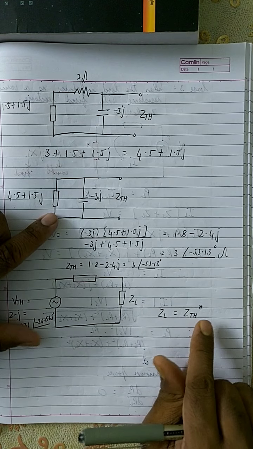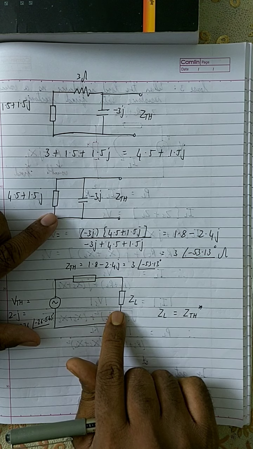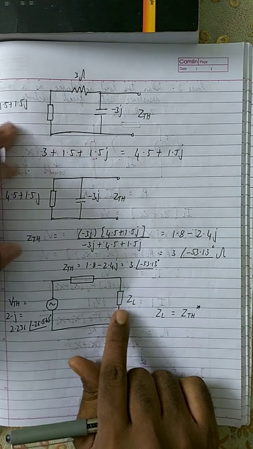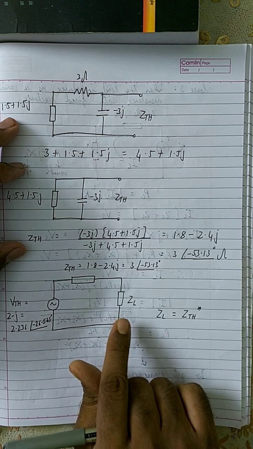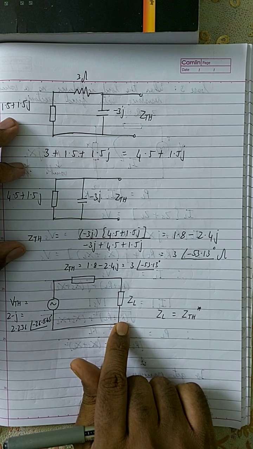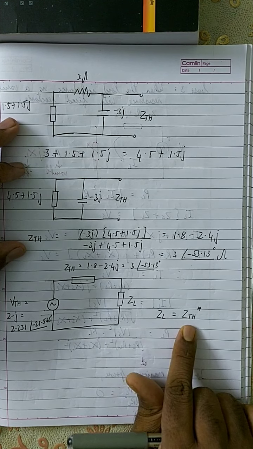And we are assuming that this load impedance has both a variable resistance as well as a variable reactance. They haven't mentioned in the question what kind of load impedance this is. If they have not mentioned it, then you can assume that it has a variable resistance with a variable reactance. So in that case, the value of ZL is ZTH star.